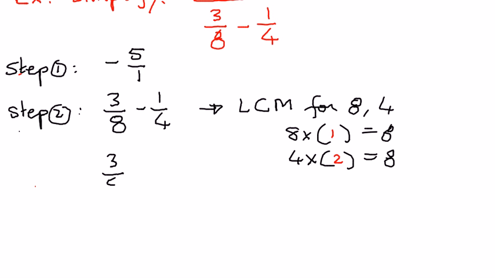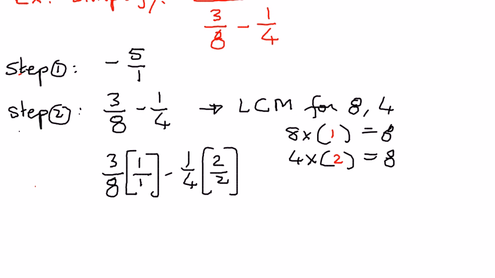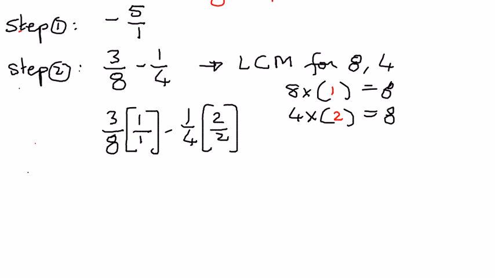3 over 8, we're going to multiply this fraction, multiply and divide by 1. We're going to take the second fraction and then multiply and divide by 2. So this way we can make the denominators the same, and the rule is telling us as long as the denominators are the same, we can combine the numerator parts. So therefore, when we multiply the numerators in the first part of the fraction, 3 times 1 is 3, 8 times 1 is 8. Minus 1 times 2 is 2 divided by 4 times 2 is 8.